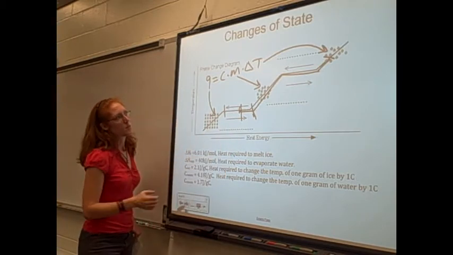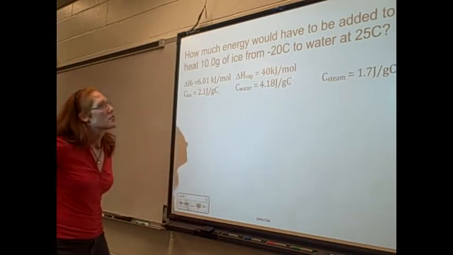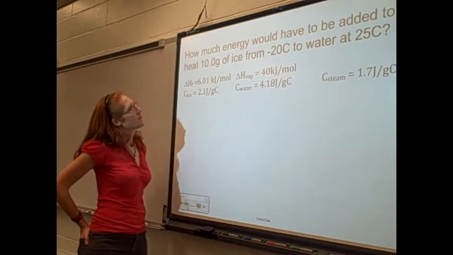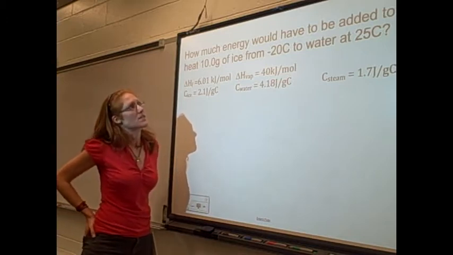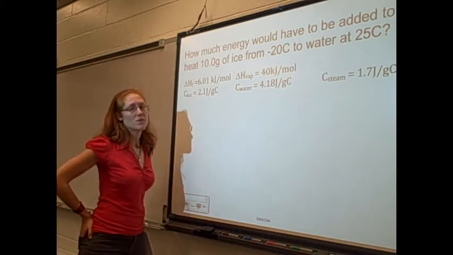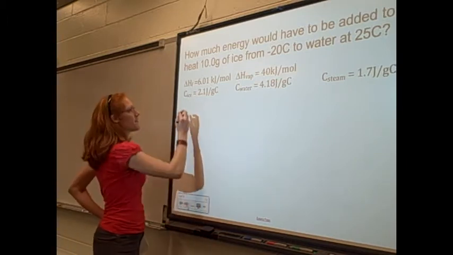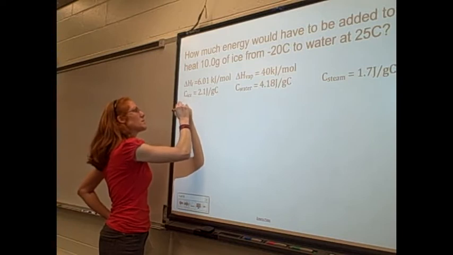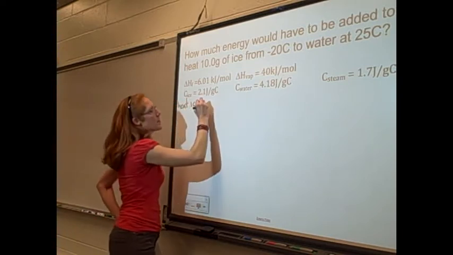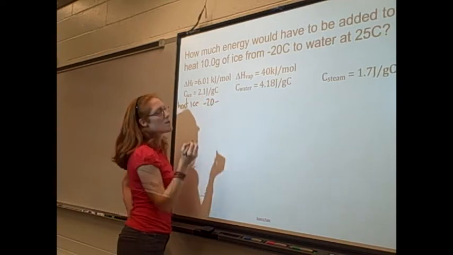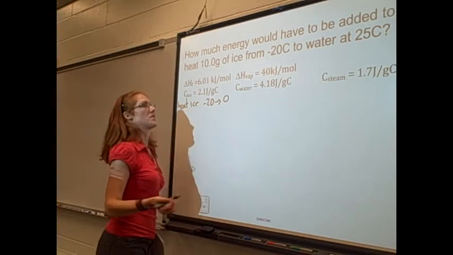So you'd be using each one of these to do each of those 4 steps. So here's an example. These examples are good. We have how much energy would have to be added to heat 10 grams of ice from negative 20 degrees Celsius to water at 25 degrees Celsius. So I know first I'm going to have ice, I'm going to heat ice, and I'm heating the ice from negative 20 all the way up to 0, because once I'm at 0, I'm going to melt. So that's the first step.